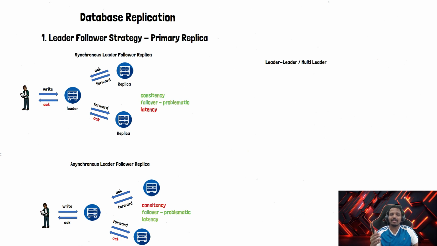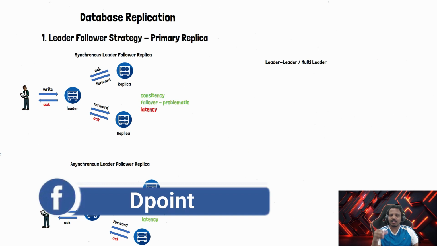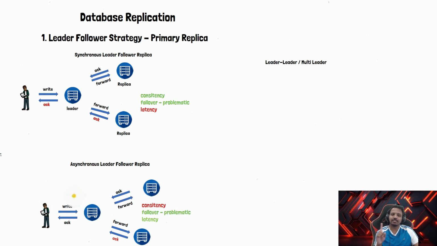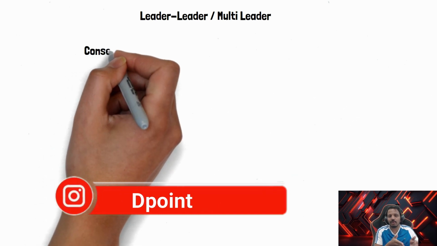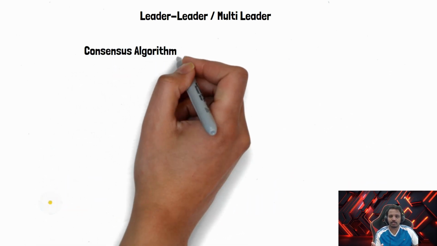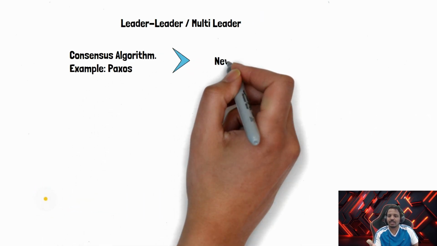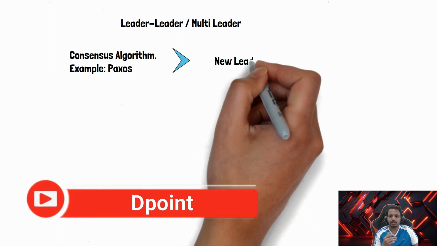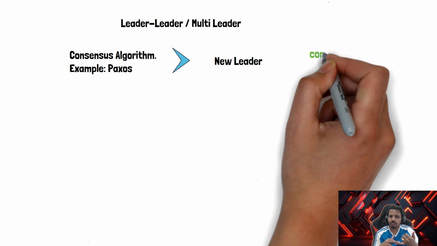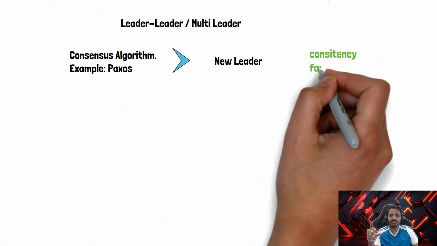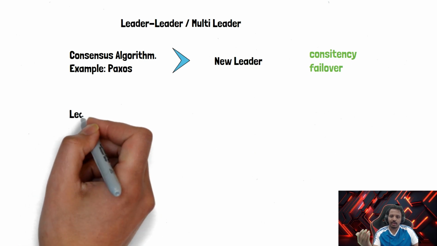The solution is multi-leader replication, or we can go for leaderless replication as well. So let's spend a minute on what multi-leader replication is. In multi-leader, what is happening is, instead of one leader that we have seen in the leader follower strategy, here we will be having multiple leaders. And how the new leaders will be decided is based on a consensus algorithm, for example Paxos. Now what these algorithms are and how the new leaders are decided in multi-leader replication, we are going to see in the coming videos.